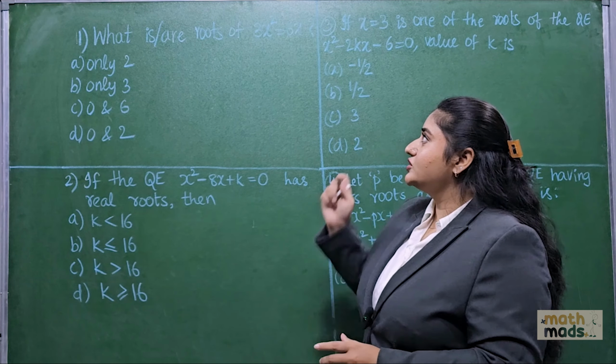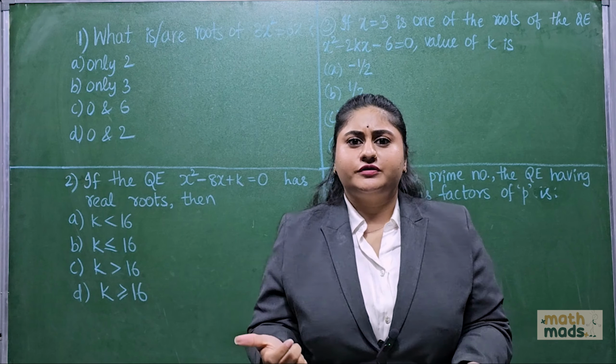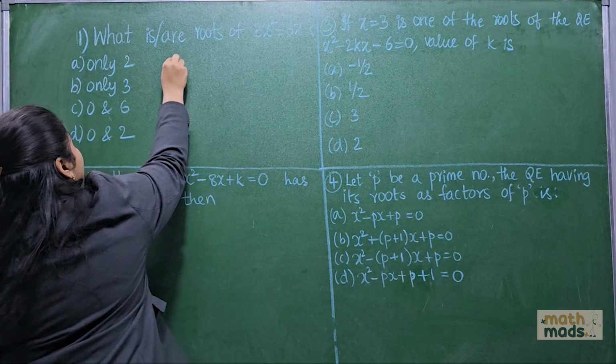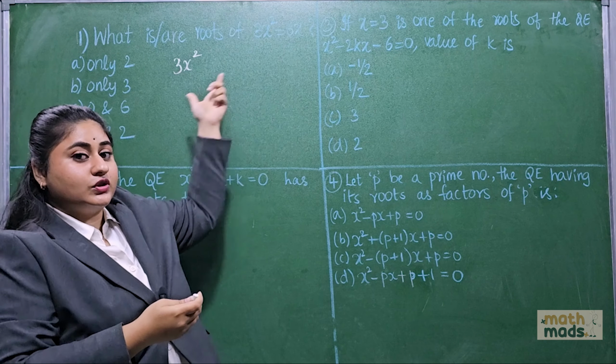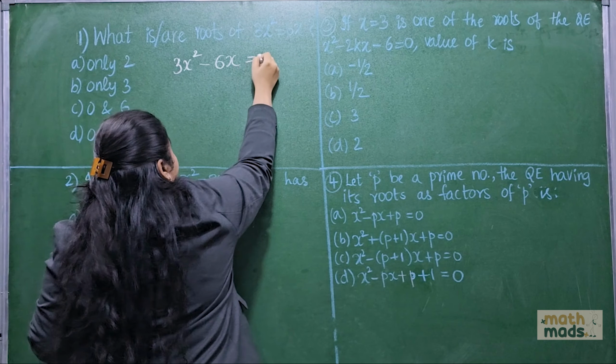What are the roots of the equation 3x square is equal to 6x? Now this is one of the simplest MCQs that you can get, right? So 3x square is equal to 6x. If I take 6x to the left hand side, what do you get? 3x square minus 6x is equal to 0.